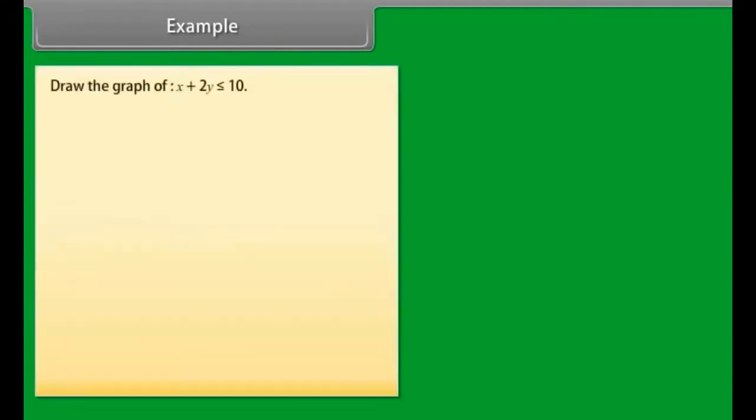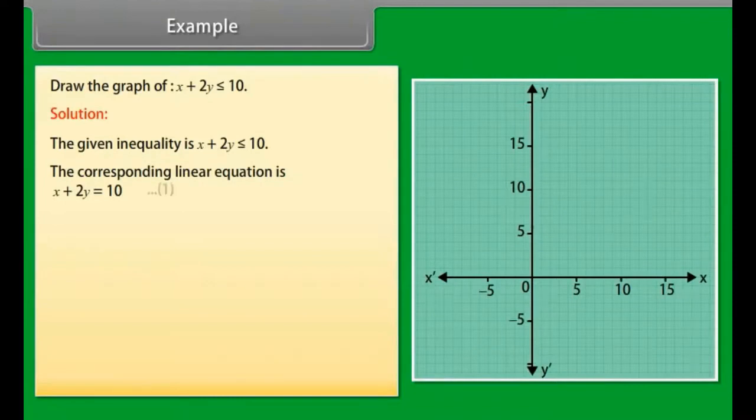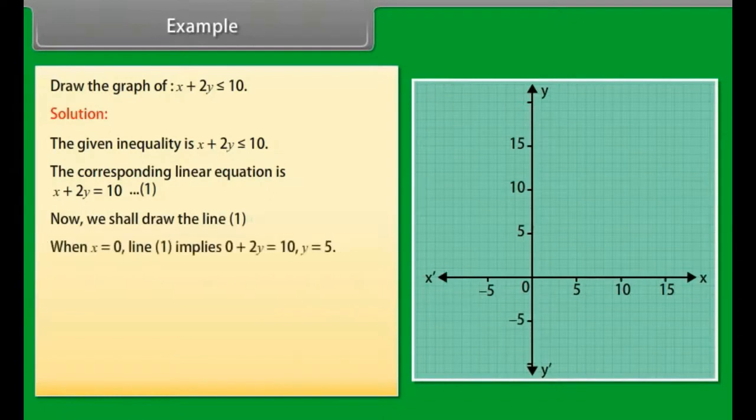Example: draw the graph of x plus 2y less than or equal to 10. Solution: the given inequality is x plus 2y less than or equal to 10. The corresponding linear equation is x plus 2y equals 10. Name it as 1. Now we shall draw line 1. When x equals 0, line 1 implies 0 plus 2y equals 10, y equals 5.